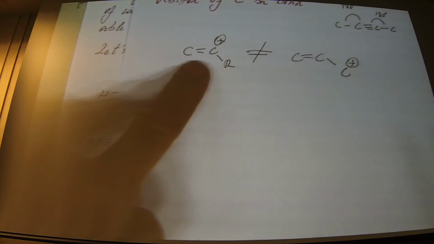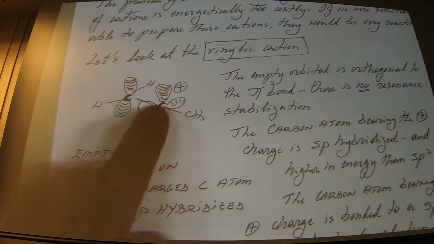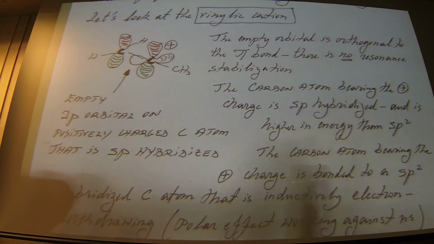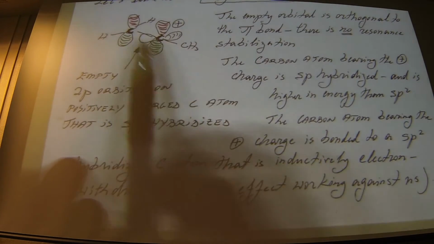Why is this not resonance stabilized? Because there's no overlap between that empty 2p orbital and any other 2p orbital. And so that's one problem already. So we have a cation where we have a positive charge that is not resonance stabilized. Bad. But there's something else bad too.